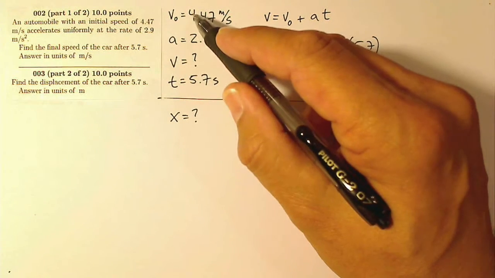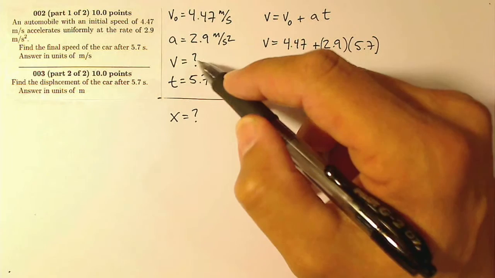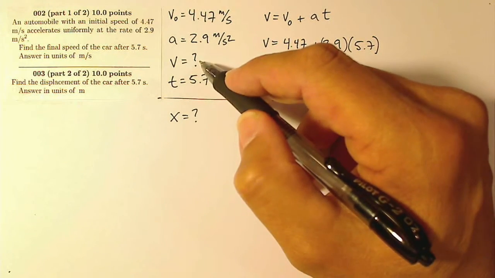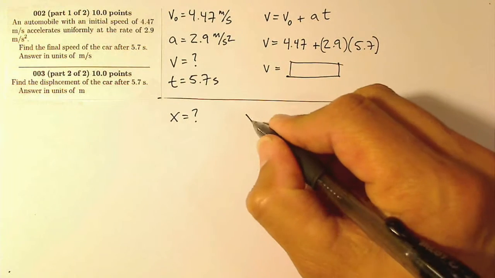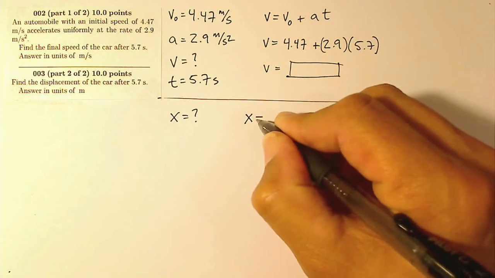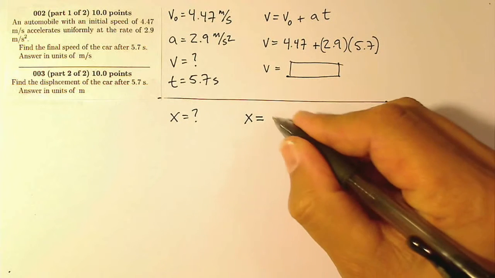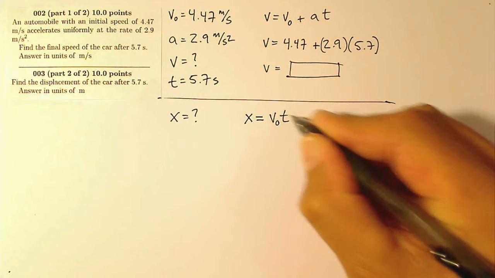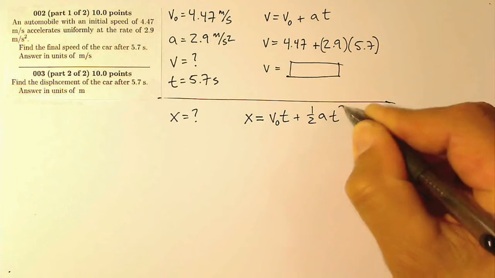So I'm going to look at initial velocity, acceleration, time, and displacement, and I'm going to look for the equation without final velocity. I could use any equation I want, but I'm going to use the one without final velocity. So if I look at my equations of motion, the one that doesn't have a final velocity is x equals my initial velocity times time plus 1/2 my acceleration times time squared.